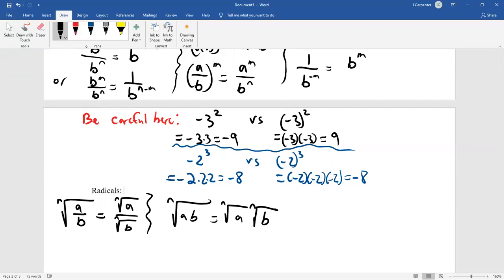Now, these are a two-way street. You can break up a product, or if you have multiple radicals, you can squish them together. This one especially is wonderful as a two-way street. This first one is also a two-way street, but I will admit more often than not, we're usually splitting it up.